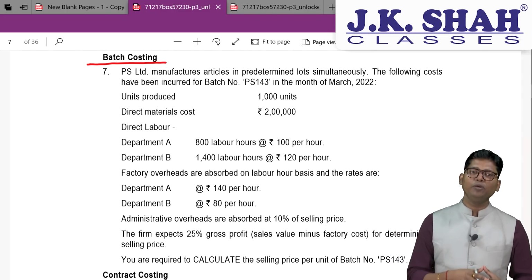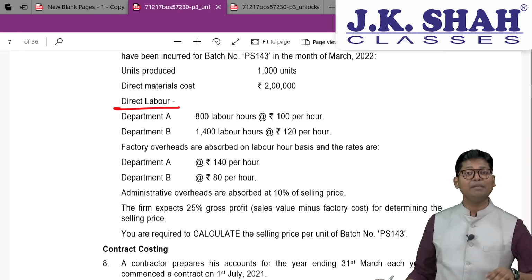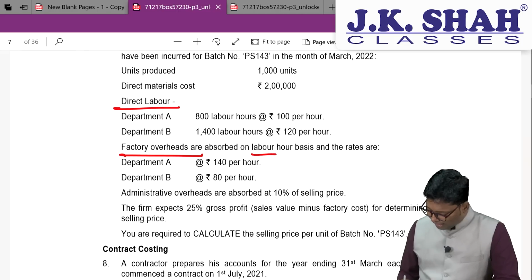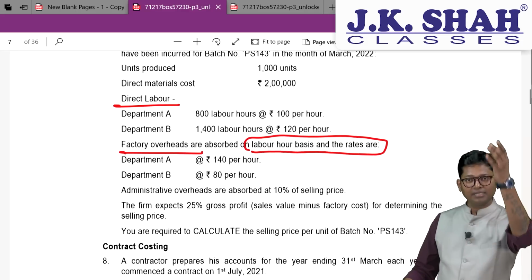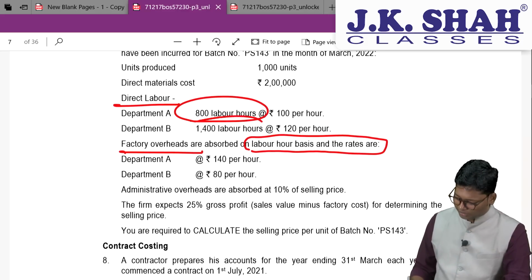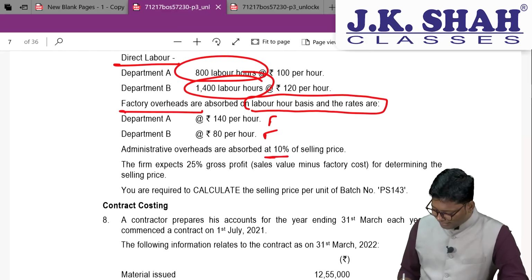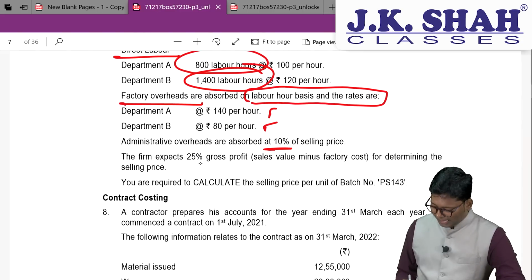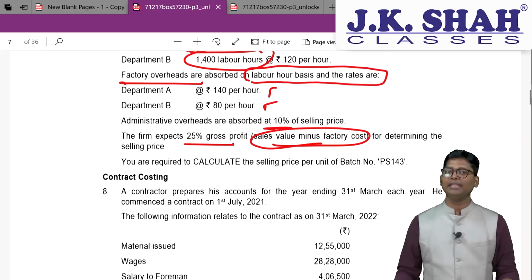Number of units produced, material cost incurred, labor related information is given, department wise labor cost has been incurred. Then factory overhead related information is given. They are incurred and absorbed on the basis of labor hours, and labor hours are available with us. So the same labor hours you need to multiply with the departmental rate. Administration overheads are absorbed at a rate of 10% of selling price, and the company expects 25% profit, that is sales minus factory cost, that is the gross profit on this value for determining the selling price.